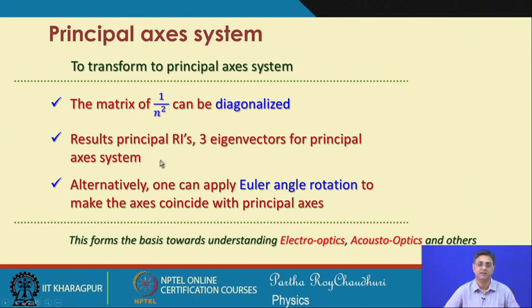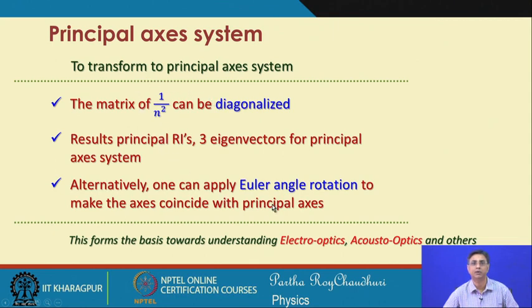The idea is that if we are given a medium where we do not know the principal axis system of the medium, and we want to identify it knowing the permittivity tensor, which is in general not diagonal, then we can diagonalize, and by diagonalizing we can find out the eigenvalues, and from there we can find out the eigenvectors, which will correspond to the direction of the electric field or the D field in the principal axis system. So, there are two ways of doing that, by diagonalizing this matrix.